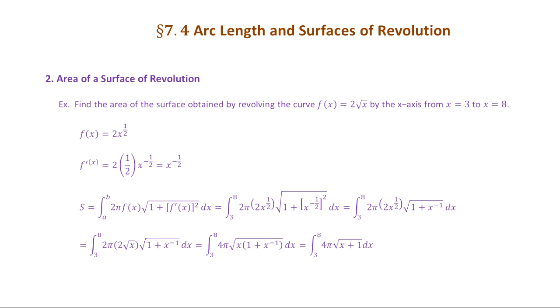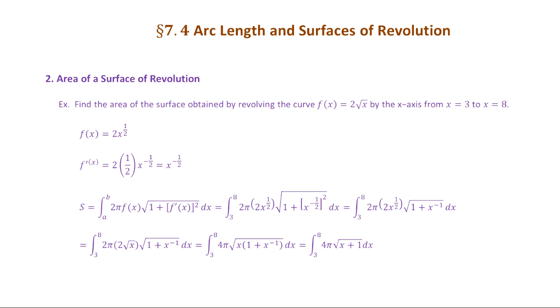So plug that in the formula. We got 2 pi times f, which is 2 times x to the half, times the square root of 1 plus f prime squared, which is x to the negative half squared. But x to the negative half squared is just x to the negative 1. Remember, when you multiply negative half by 2, you get a negative 1 in the exponent. And then we write the x to the half inside the integral as square root x, okay?